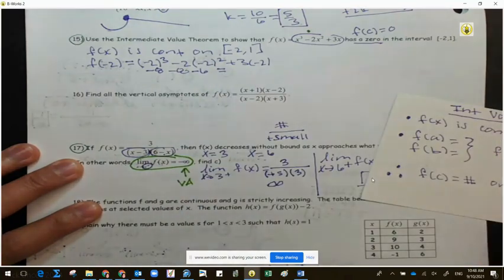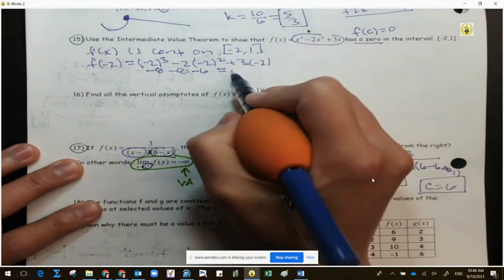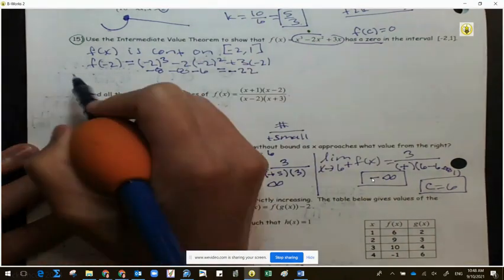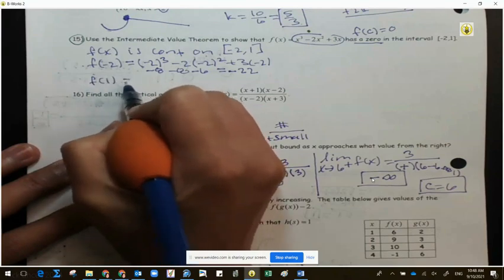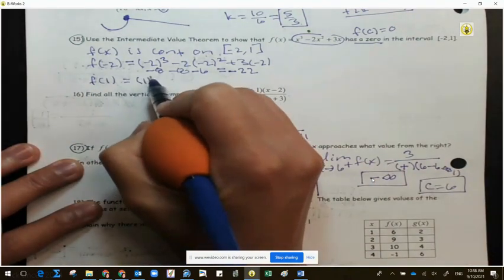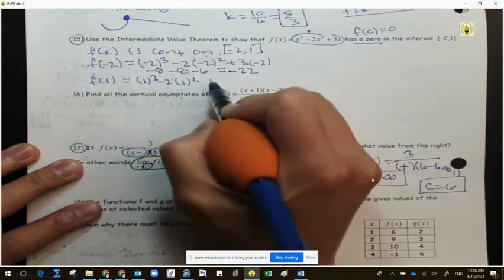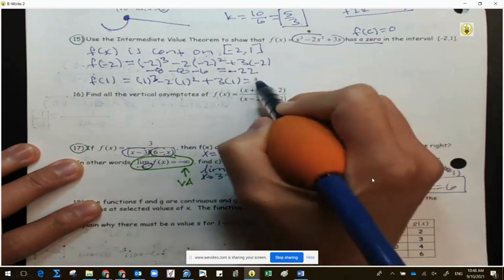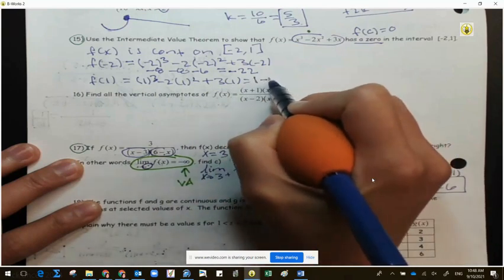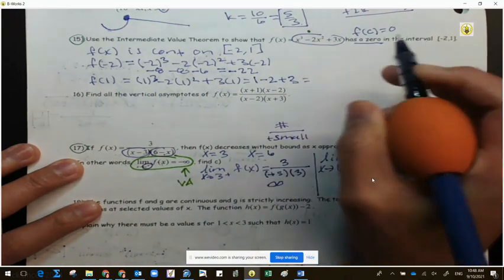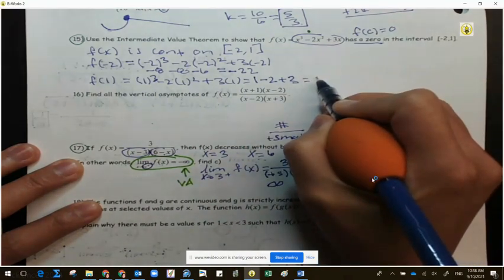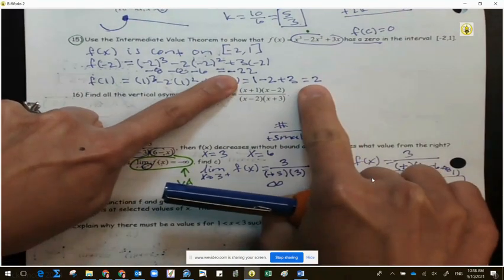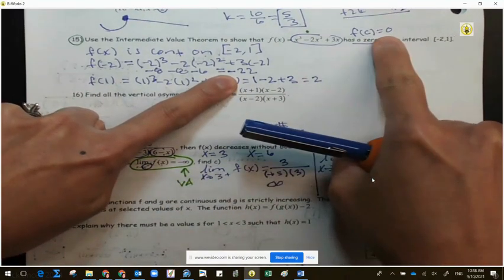And that value gives us what number? -22. So now we have f of 1. So we have 1 all cubed minus 2 times 1 all squared plus 3 times 1. And 1 minus 2 plus 3, how many is that? 2. Now, between -22 and 2, does 0 exist?